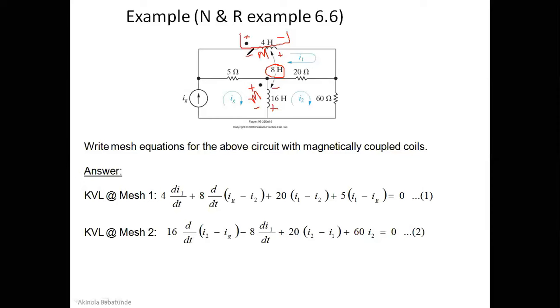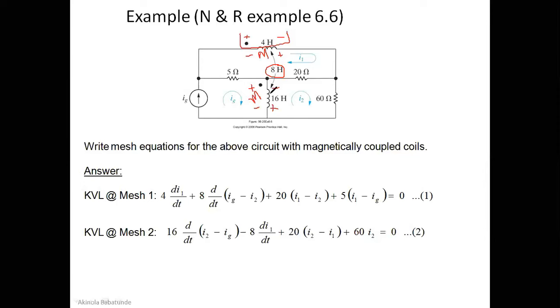Plus, there's another voltage here because we are carrying out KVL. There's another voltage here, which is going to be the voltage based on this mutual inductance. The first one is the voltage based on self-inductance. The second one is the voltage based on mutual inductance. And you do know that for our mutual inductance, this is going to be plus 8D. Now for this mutual inductance, what is the current passing through 16 Henry?